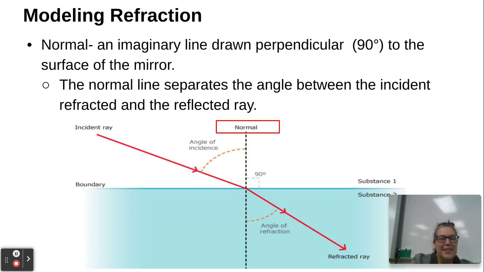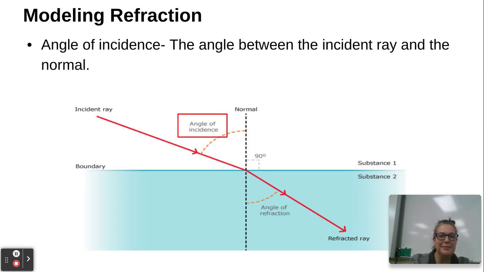Whew, that's looking a little rough. Thankfully, you don't have to fill those in on your own. You just have to say the normal line separates the angle between the incident ray and refracted ray. Oh, it's right on your notes, but not in the slides. Interesting. Funny story. We're going to roll with it.